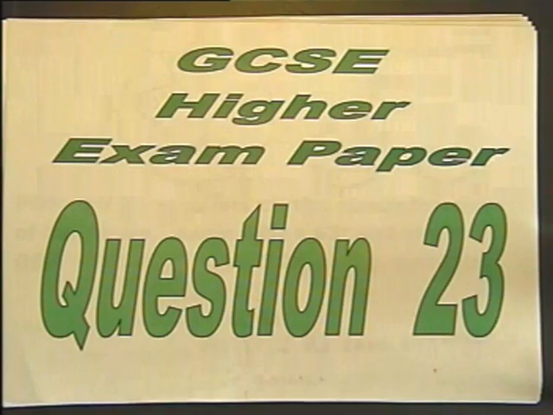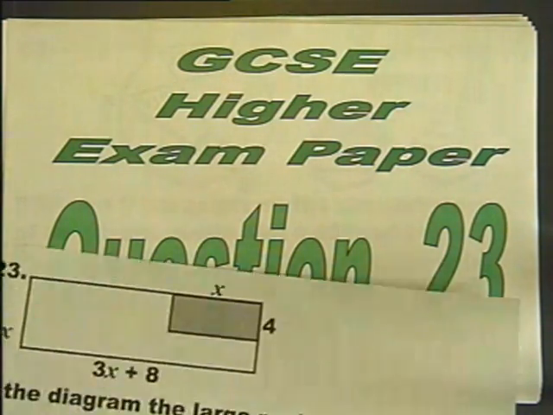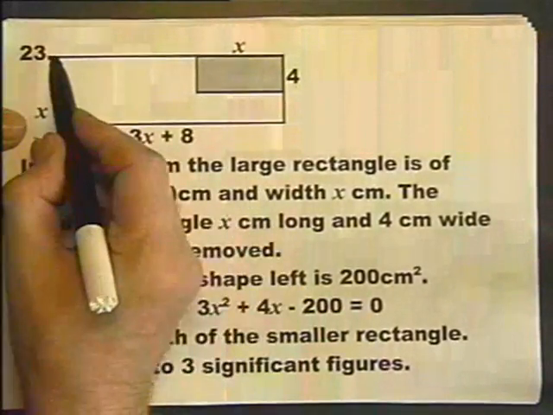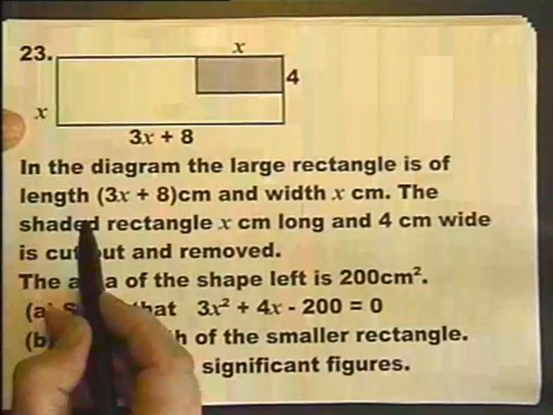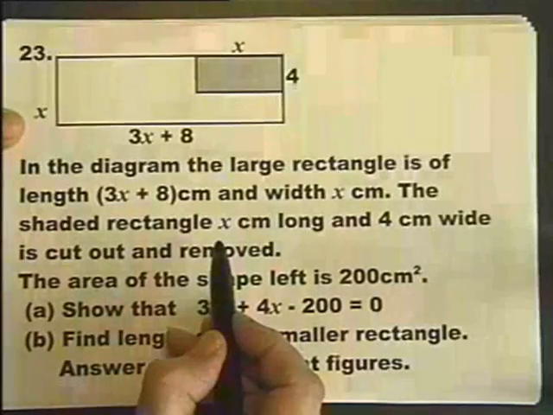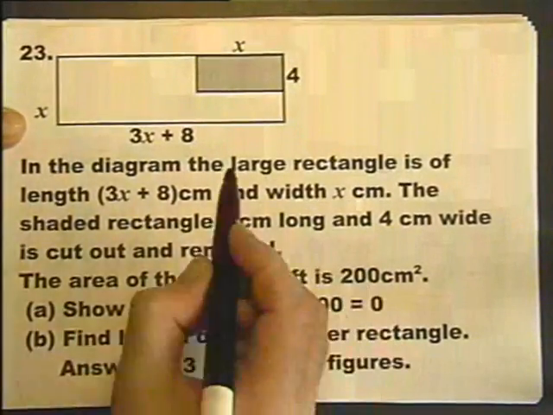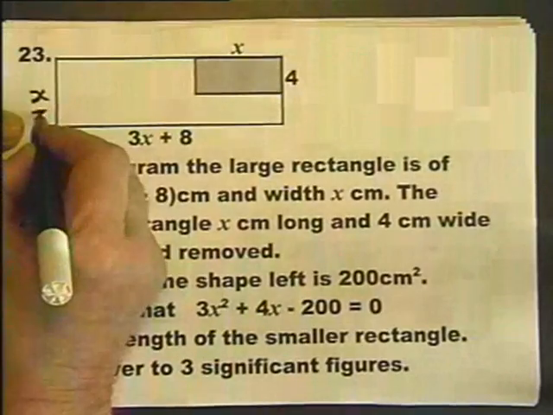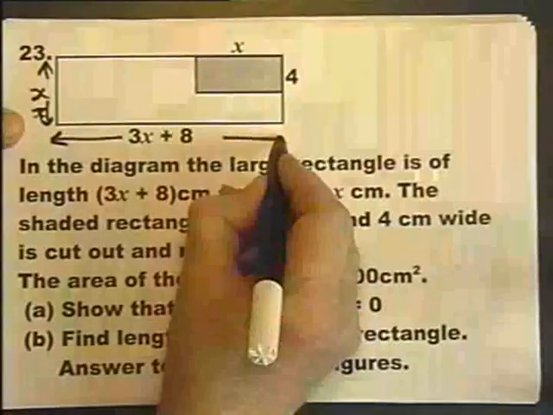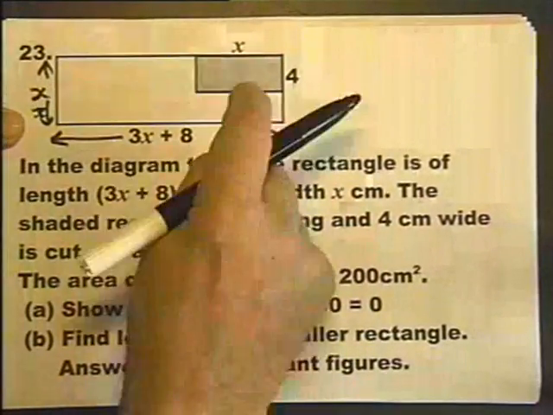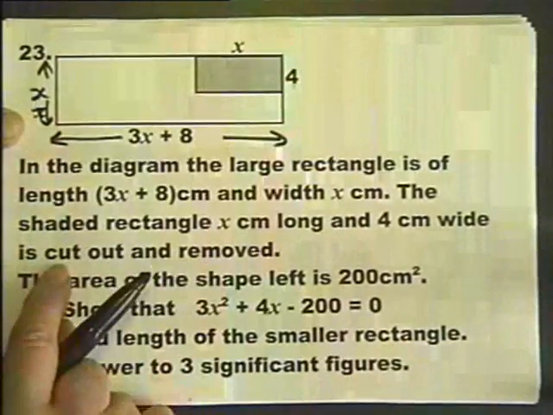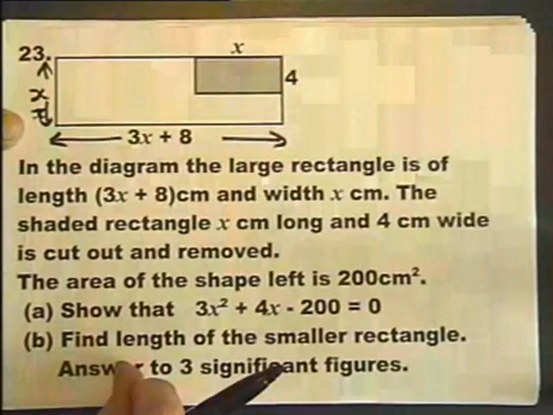GCSE Higher from 2011, it's paper 4, it's question 23. In the diagram, the large rectangle is of length 3x plus 8 and width x. The x really, I think, should have been a bit higher, shouldn't it? That's x there, and that's 3x plus 8. The shaded rectangle is x long, so that's x, and 4 wide. It's cut out and removed.